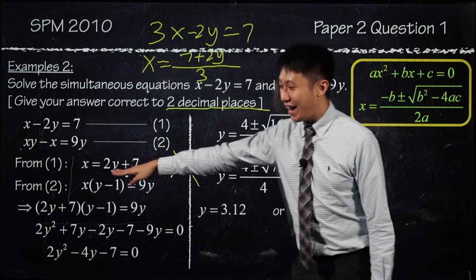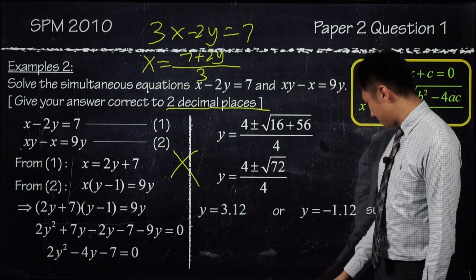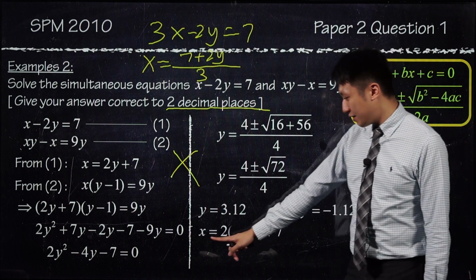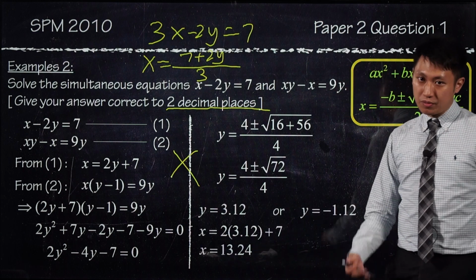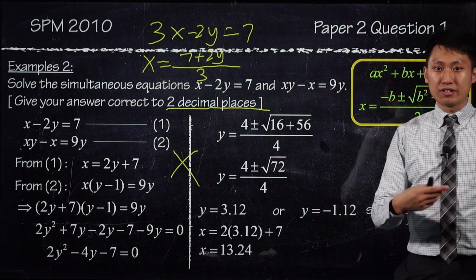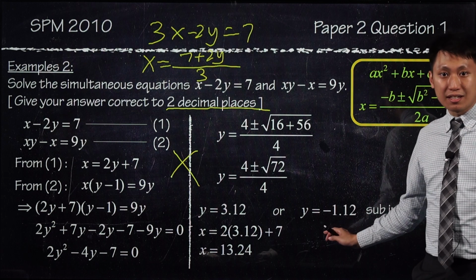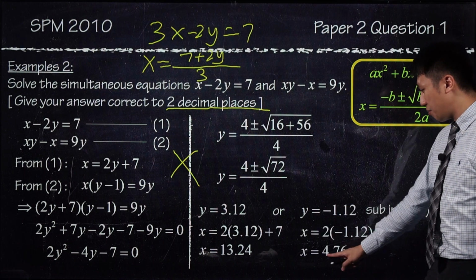The place where x stayed alone. It's very lonely. So you sub it back, and you sub into 1, okay? Then you get x equal to this thing, which gives you 13.24. You do that, okay? So try this. You may pause the video and try it yourself and see whether you get this answer before moving on, okay? So next, you get 4.76.